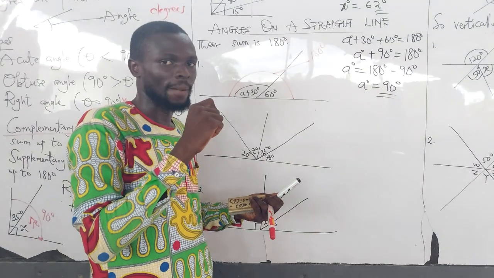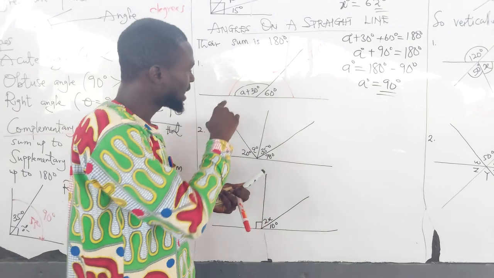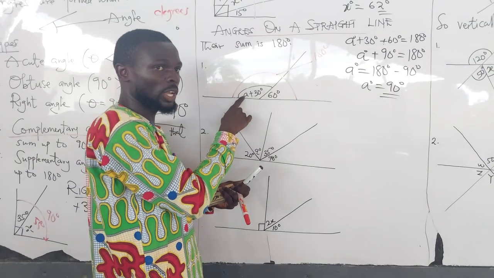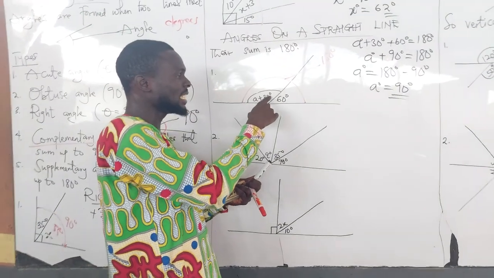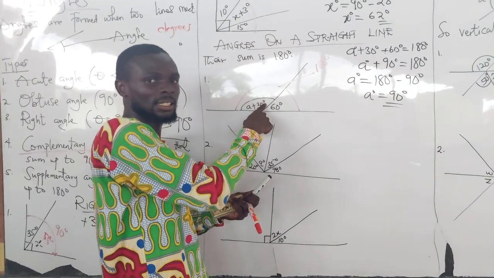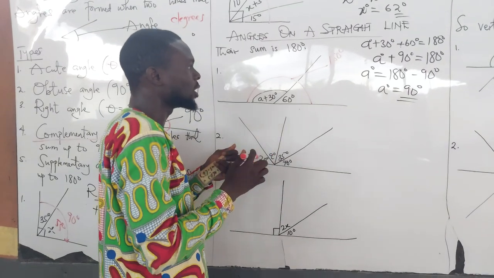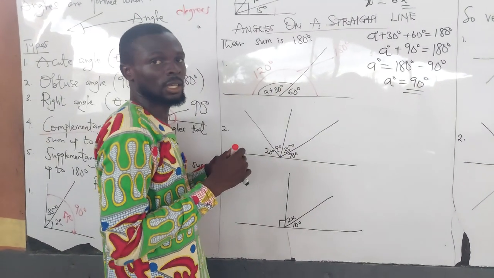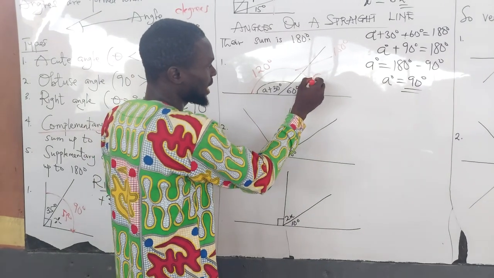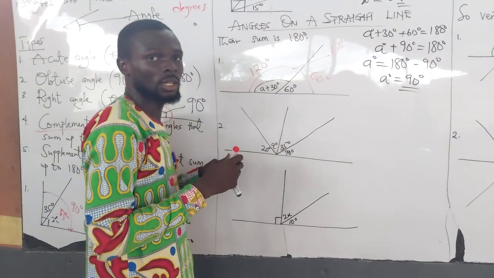Now let's take note of something here. The A is this one. So if we substitute the A here, this is going to be 90 plus 30, which gives us an angle of 120 degrees. Now the angle here is 60 degrees.